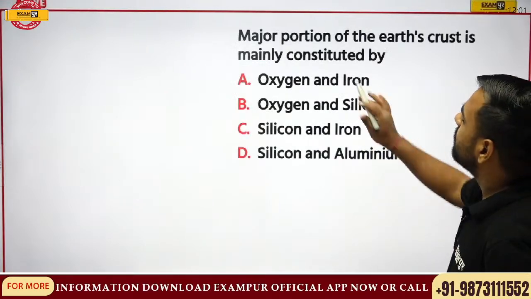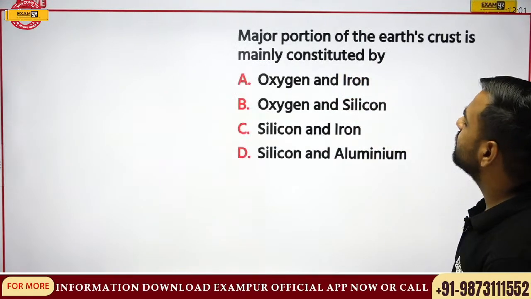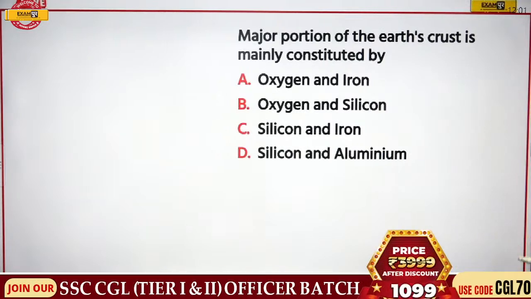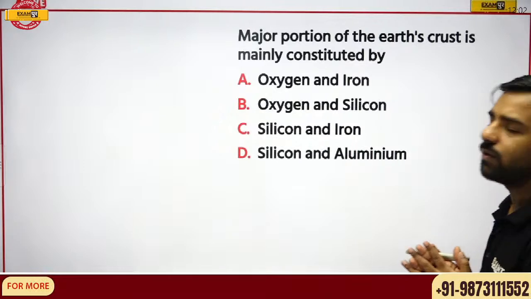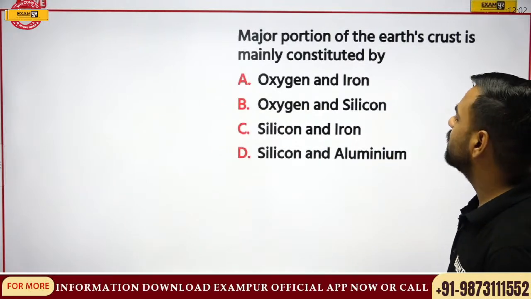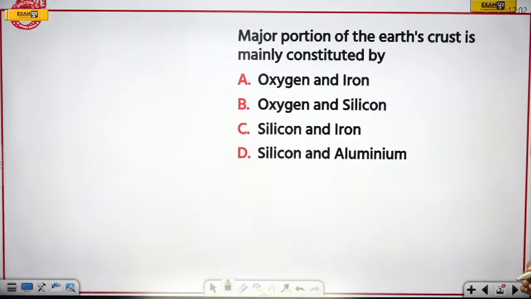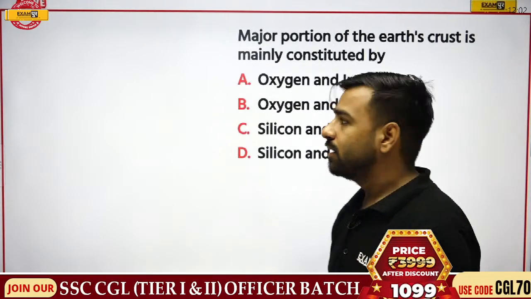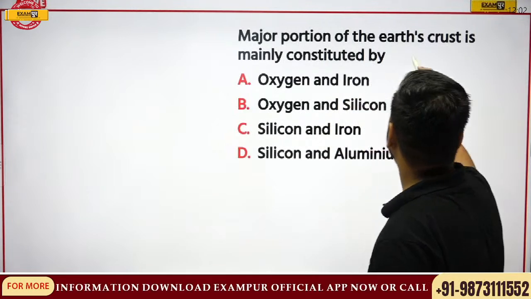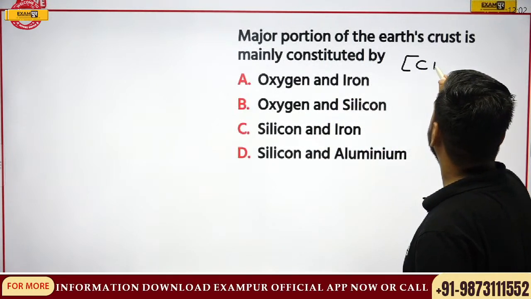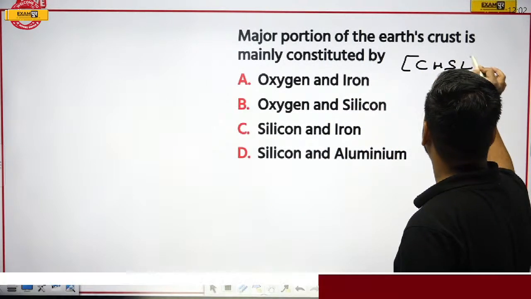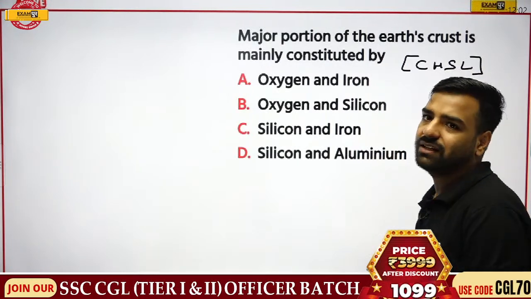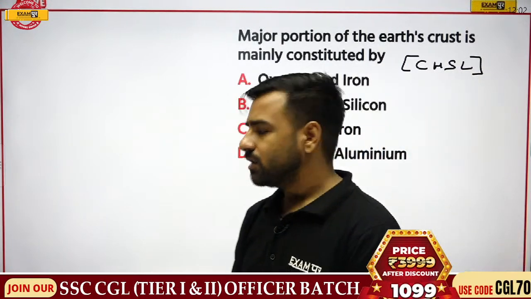The first question is, the major portion of the earth's crust is mainly constituted by what? We have four options here: oxygen and iron, oxygen and silicon, silicon and iron, silicon and aluminium. What is the correct answer? This question is very important and it is from CHSL. It plays a significant role in the other examinations as well. So, answer please.